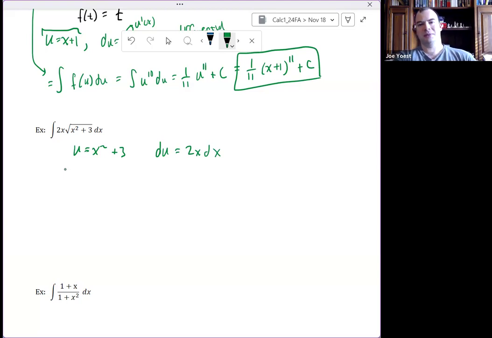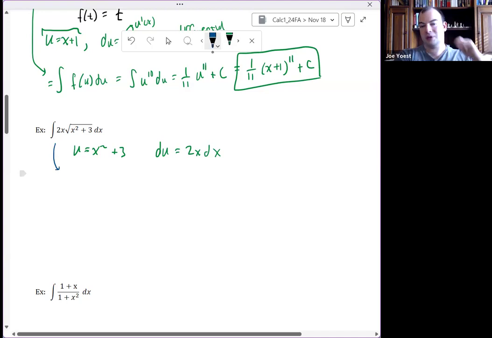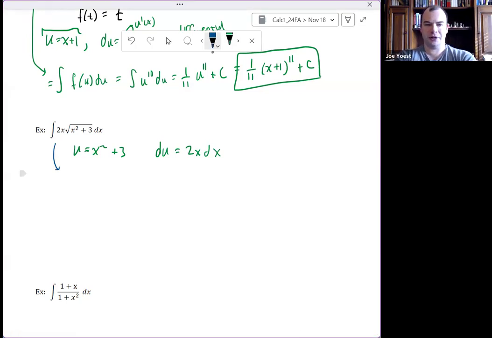So practically speaking, when I'm looking at solving these substitution problems, I make an educated guess for a u, like x squared plus 3 here. I figure out what du would have to be, and then ask: do I see something that looks like du in my integral? I do.